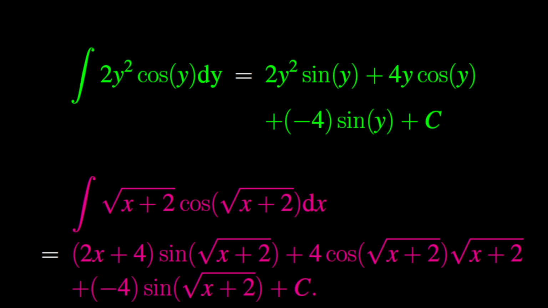In sum, when we replace y by square root of x plus 2, we see that the original integral of square root of x plus 2 times cosine of square root of x plus 2 dx is equal to 2 times (x plus 2) times sine of square root of x plus 2, plus 4 times cosine of square root of x plus 2 times square root of x plus 2, plus minus 4 times sine of square root of x plus 2 plus a constant of integration c.